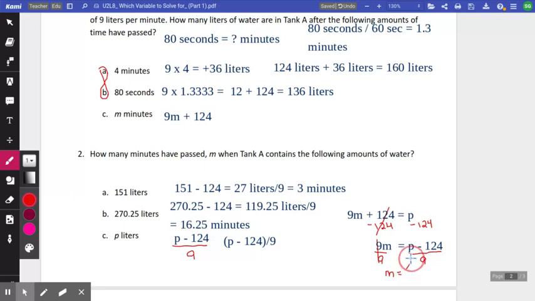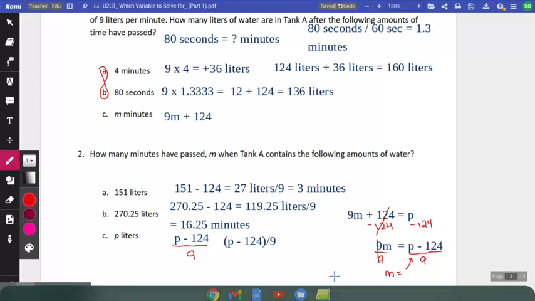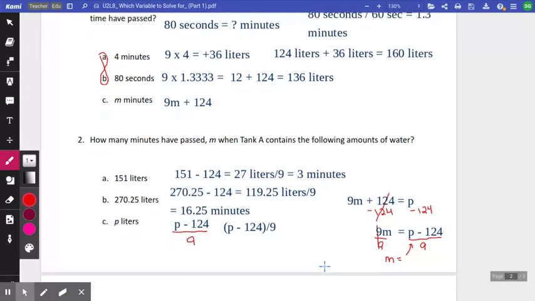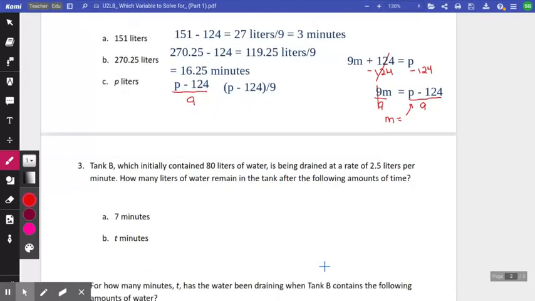And to save you the time of watching me try to write all that down, I'm just putting an arrow there. So we get m, or the number of minutes, equals p liters minus 124, all divided by 9. Look, that's what we had earlier. We had p liters, so take the liters, subtract 124, and then divide by 9. So this right here is the other way you could find this last one here, is rearranging the equation for that other variable.